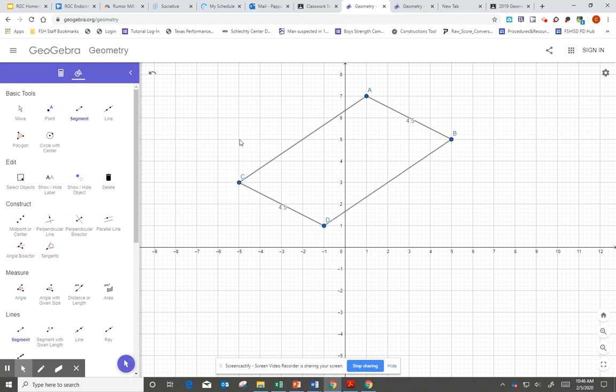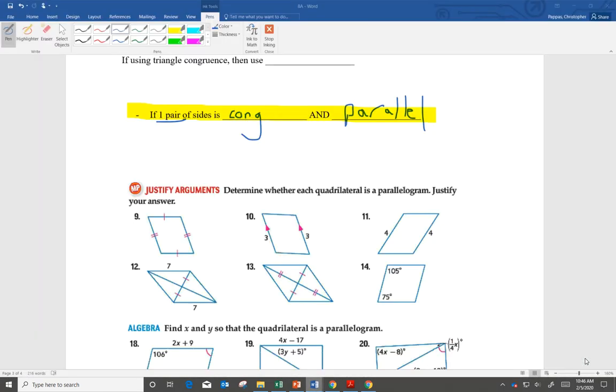So C, I go up by 1, 2, 3, 4, and I go over 1, 2, 3, 4, 5, 6. So this has a slope of 4 over 6. This one, 1, 2, 3, 4, and over 1, 2, 3, 4, 5, 6. So this is going to be a parallelogram as well, only knowing that CD and AB are parallel and congruent. Okay, since they're parallel and congruent, it forces those two sides to be parallel. So that sort of explains our last three proofs on 8A.